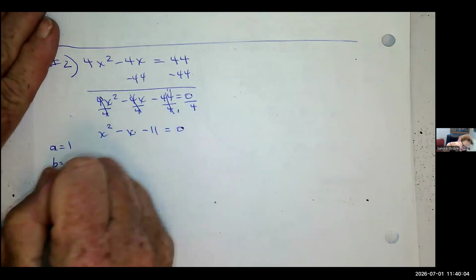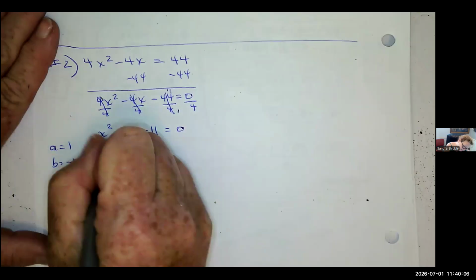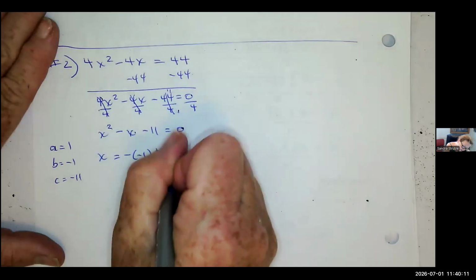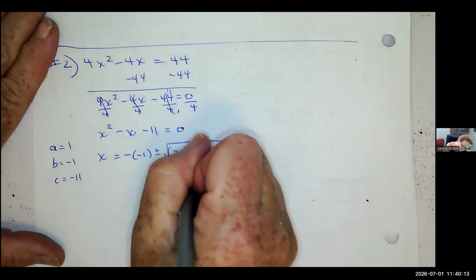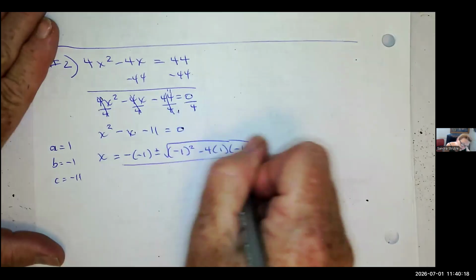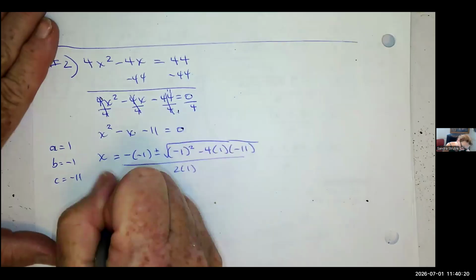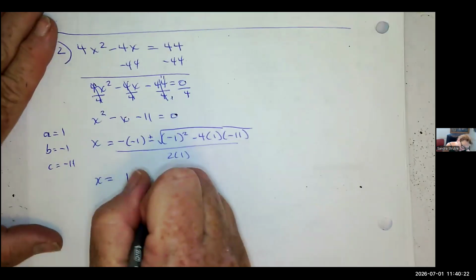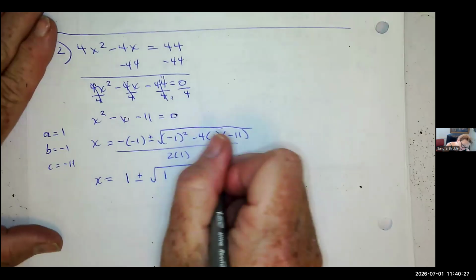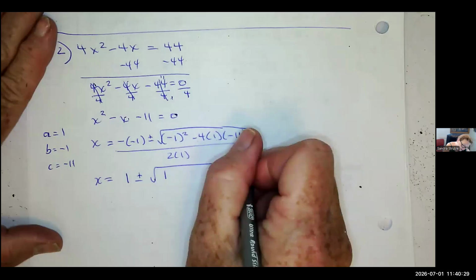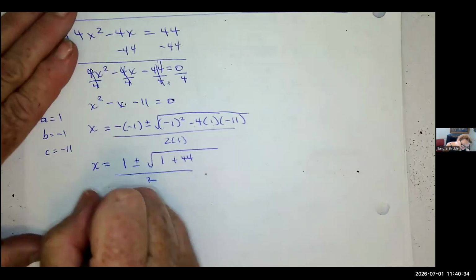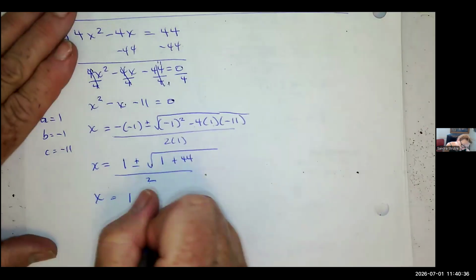Let's substitute. Negative B plus or minus the square root of b squared minus 4ac, all that's over 2 times a. Negative times a negative is a positive 1. -1 squared is 1. -4 times 1 is -4, times -11 is positive 44. All of that over 2. 1 plus 44 is 45. All of that over 2.